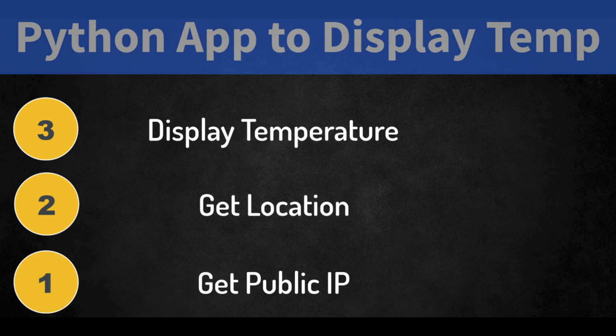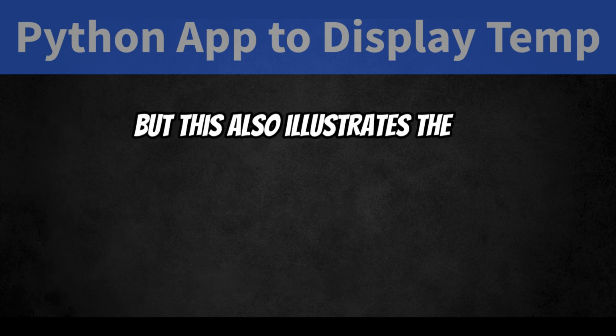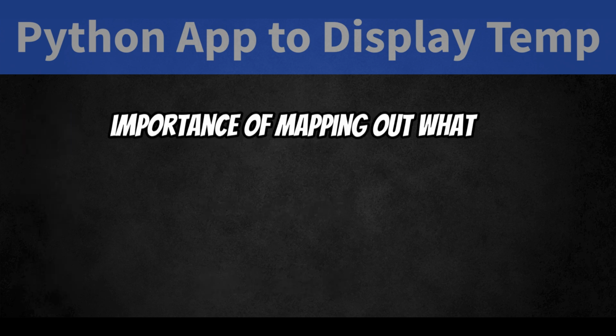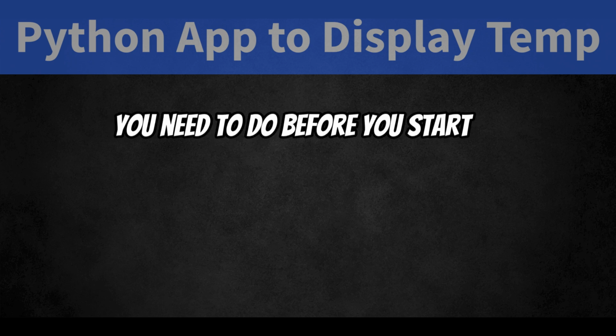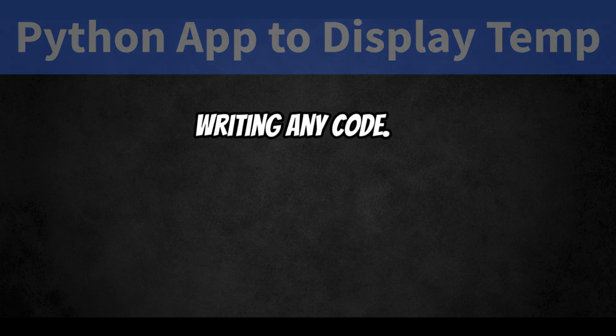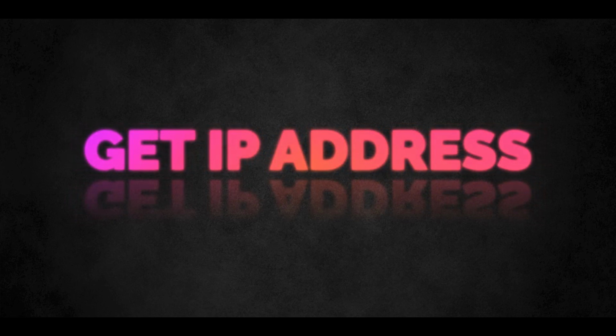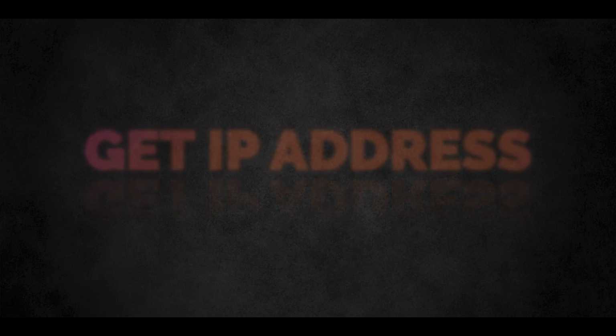But to get our location, we're going to need to know the public IP address of the system that we are using. So instead of using one API, we're going to need to use 3 APIs. But this also illustrates the importance of mapping out what you need to do before you start writing any code. So we don't need to get the IP address of the system we are using. That's likely to be a private internal address. To get our location, we need to find out the public IP address of the router that we are using.